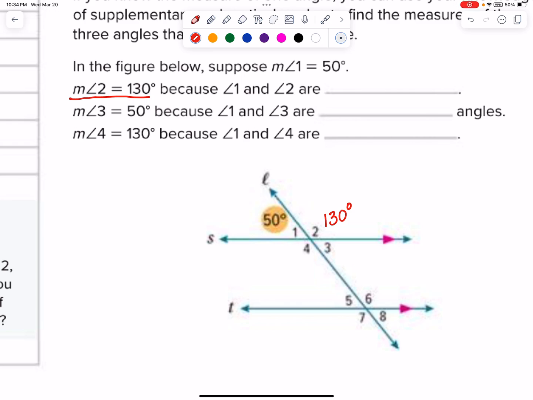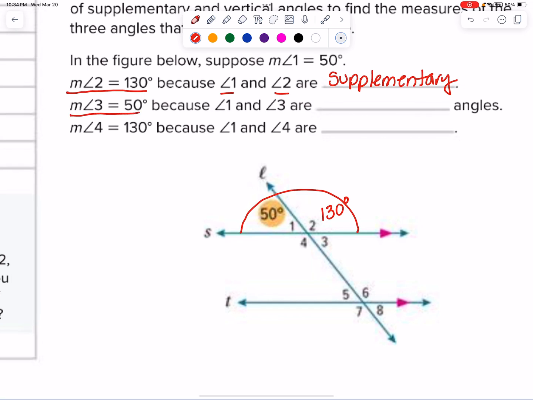Well, because angle 1 and angle 2 are, what do we call it when you have 2 angles on a straight line? They are called what? Complementary or supplemental? Supplementary angles. Remember, C is corner, S is straight. And now you know how to spell the word straight. So we have supplementary. Go ahead and write that down. They're supplementary.